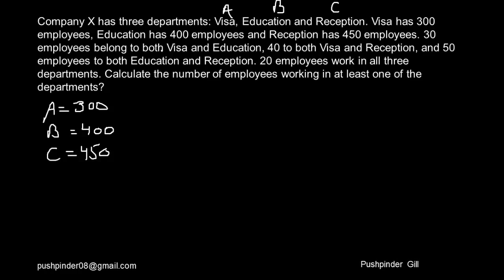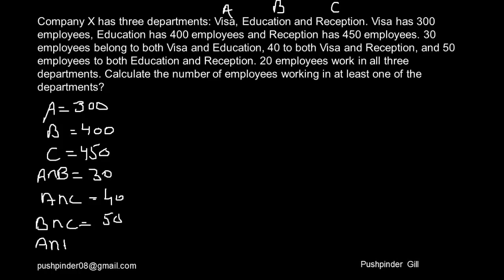30 employees belong to both Visa and Education. If they belong to both of them, that means A intersection B is equal to what? Is equal to 30. 40 to both Visa and Reception. So what is Visa? Visa is A and Reception is C. So 40 to both of them. And 50 to both Education and Reception. So that is 50. Now he said that 20 employees work in all 3 departments. So this is that.